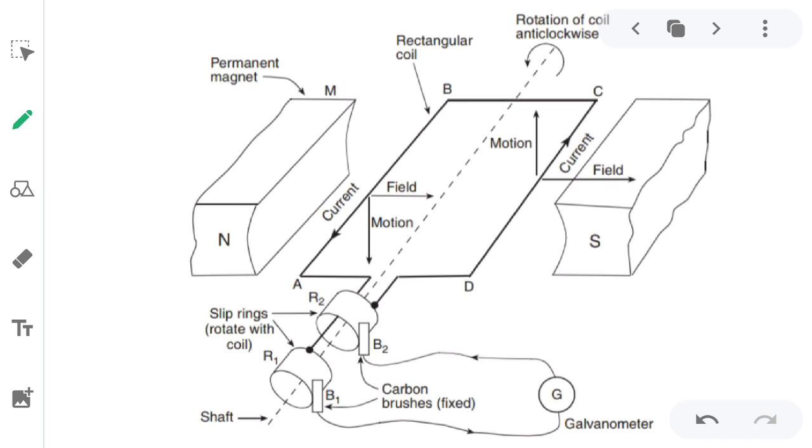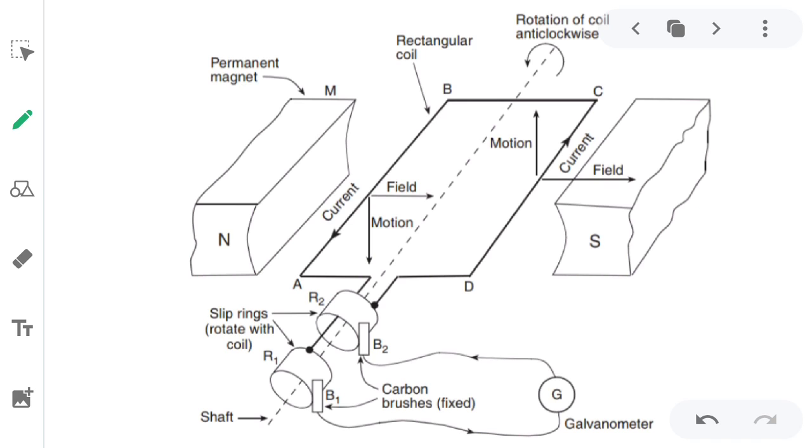So by using that right hand thumb rule, we got that the direction of current is from D to C and from B to A while rotating the shaft in anti-clockwise direction, when AB is moving downward and CD is moving upward. Now after half revolution, what will happen? The AB will come to the right side and CD will come to the left side. Now CD will go down and AB will come up, right?